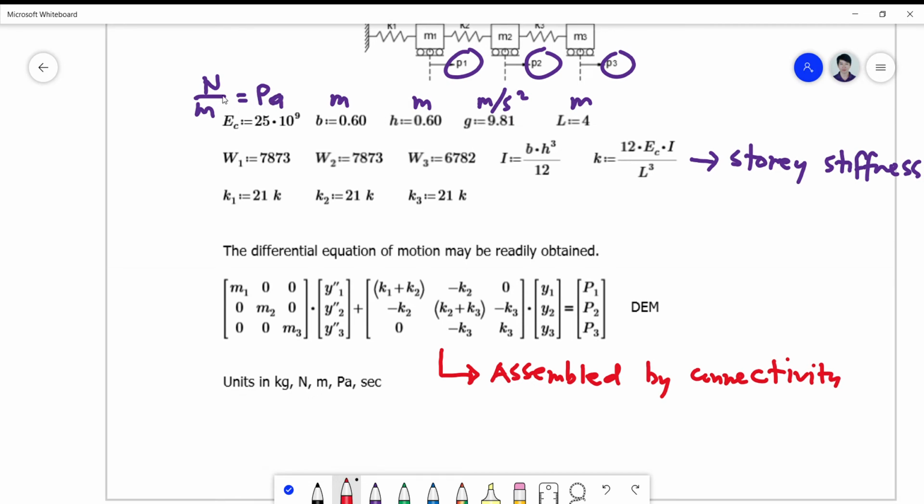Kilogram will be obtained by dividing the force with the G. So Newton second square per meter is equal to 1 kilogram. Take note of that. So 1 kilogram is equal to 1 Newton second square over meter.